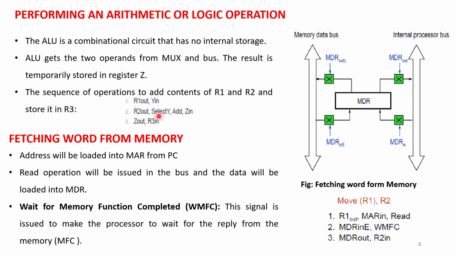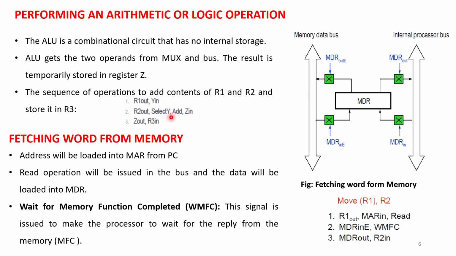First get the value of R1 out using the signal, and store it in Y in. A signal will be given for storing the R1 content into the Y register. Then get the value of R2 using the R2 out signal and select Y for adding. Give the add signal, and the result will be stored in Z. Then get the Z value out and store it in R3.